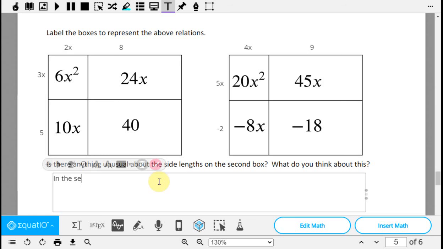In the second square, the two bottom rectangles have a negative side length. In terms of dimensions, negative lengths don't make sense.